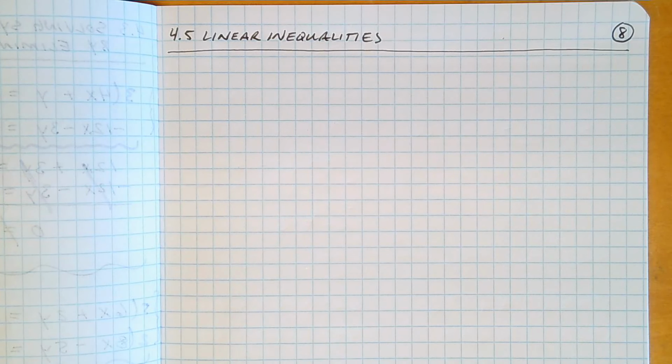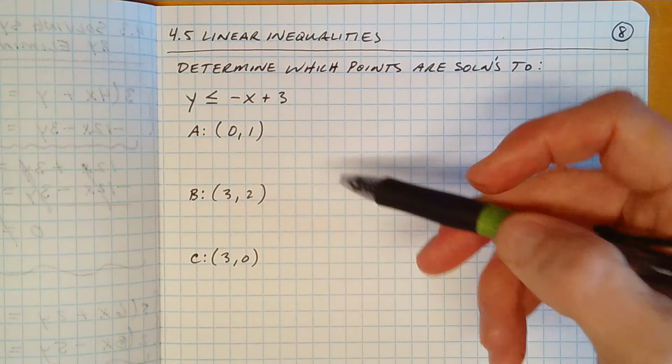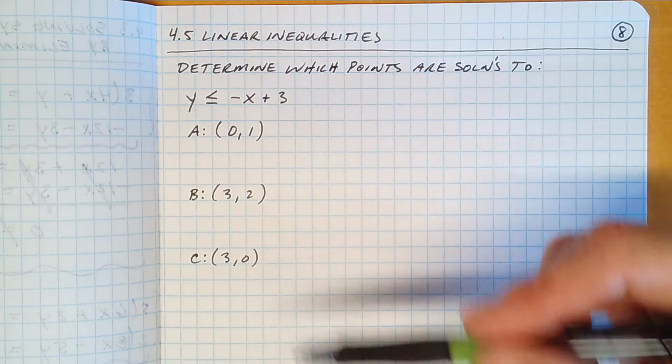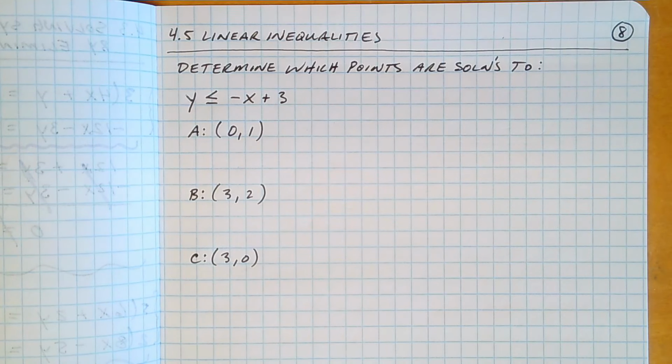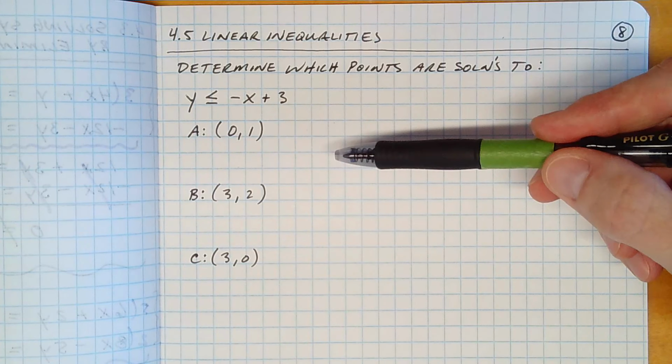Hi everybody, today we are going to learn about section 4.5, linear inequalities. This is page 8 in our notes. Okay, we're going to determine which of the following points A, B, and C are solutions to the linear inequality y is less than or equal to negative x plus 3.